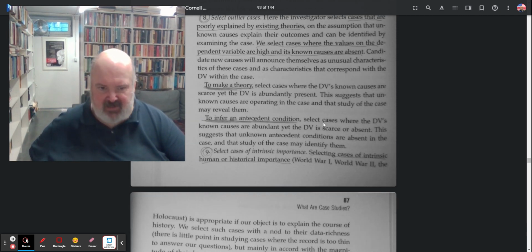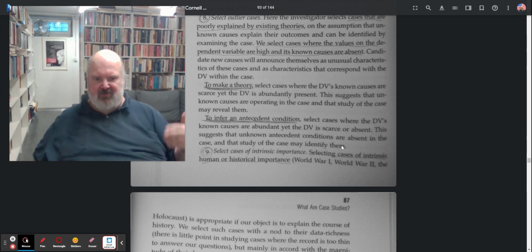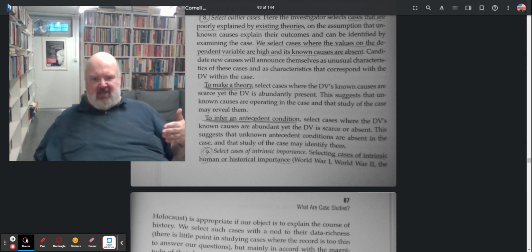To infer an antecedent condition, select cases where the DV's known causes are abundant, yet the DV is scarce or absent. This suggests that unknown antecedent conditions are absent in the case, and that study of the case may identify them, right? So select cases where the dependent variable's causes are known and abundant, yet the DV itself is scarce or absent.